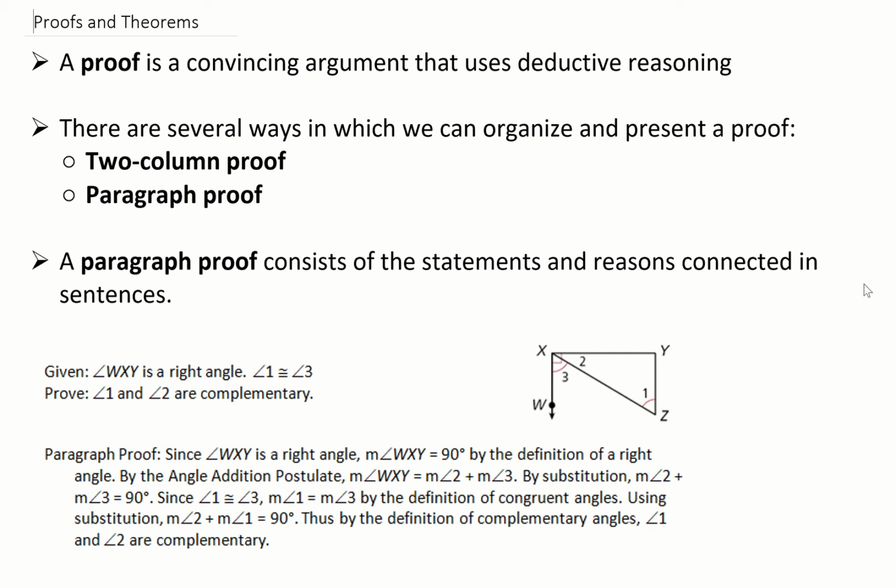Usually in a proof, you have a given statement, and then you want to prove something. So you have something that is given, and then you have something that you want to prove. And so you got to use deductive reasoning to get from the given to the proof.